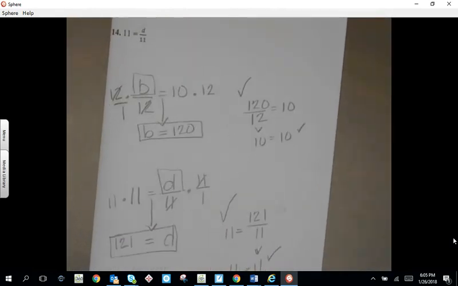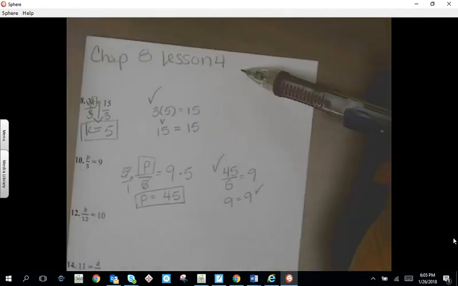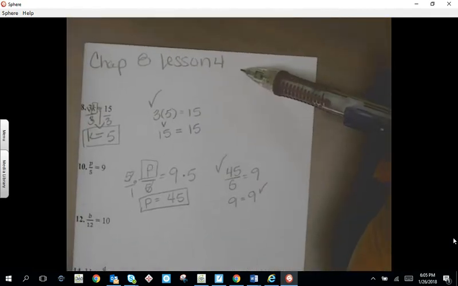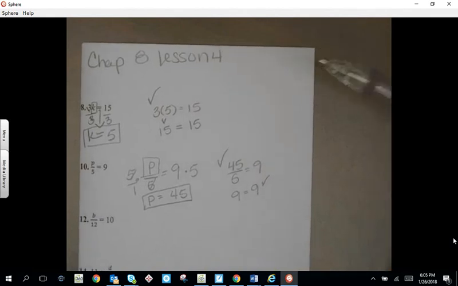Like I said, this is where we're going to pick up on Monday. So log into your book, Chapter 8, Lesson 4, if you want to go ahead and get some practice. And I already posted the video for Lesson 3, which was adding and subtracting in one-step equations.